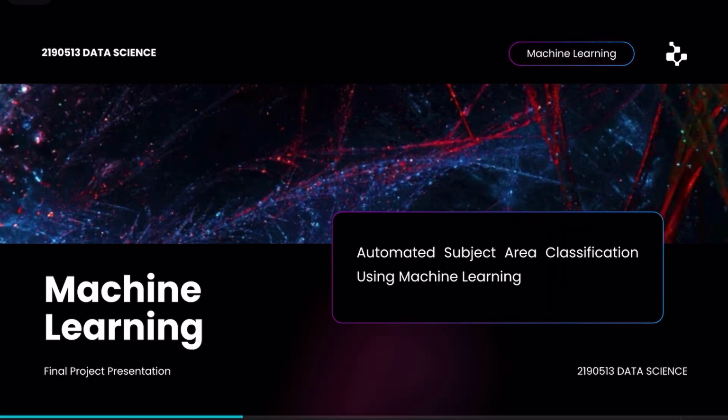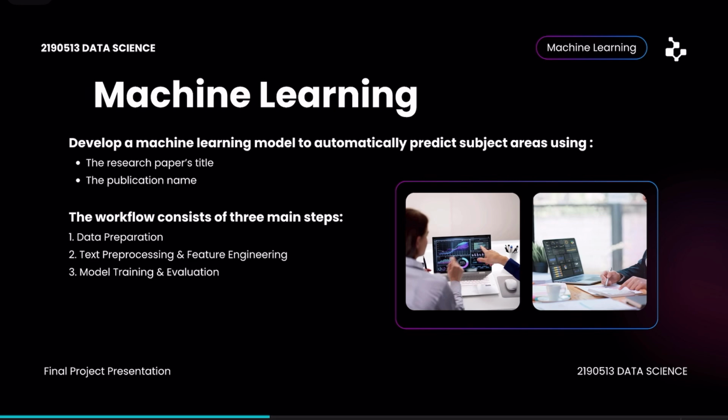So, next is machine learning. Since the dataset did not include subject area labels, we built a machine learning model to automatically predict subject areas using only 2 inputs. First, the research paper's title and the publication name. The workflow consists of 3 main steps. First, data preparation. We began by preparing the dataset using the paper title and publication name as the key input features and manually annotating the missing subject areas so they can be encoded in a multi-label format.